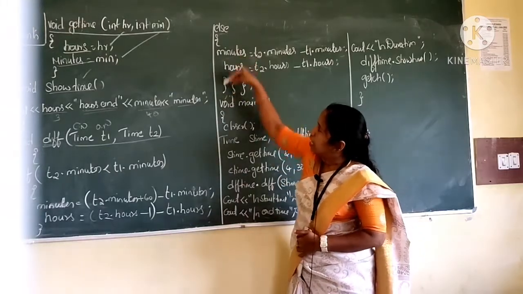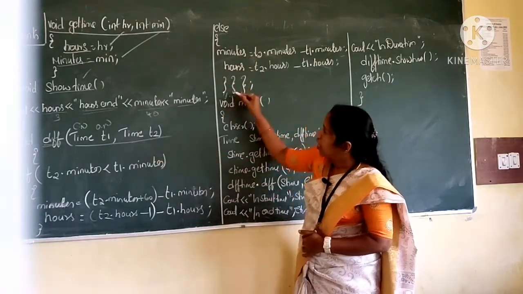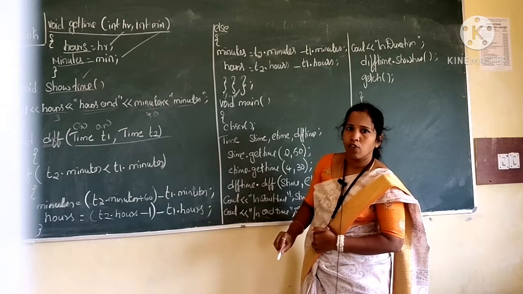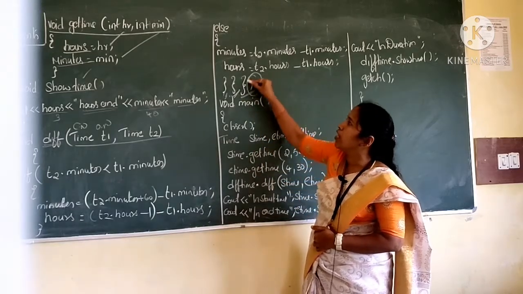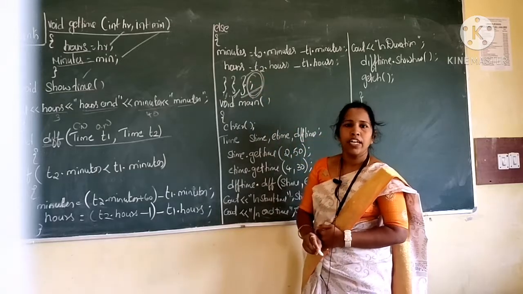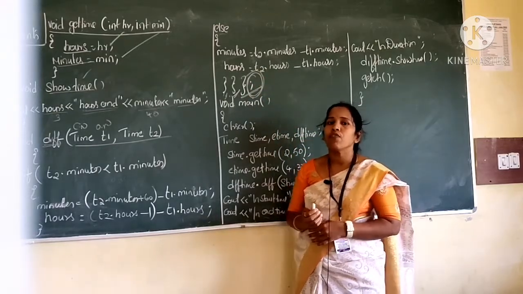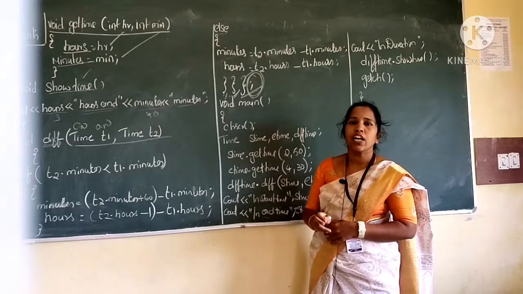See here, this else part I have closed. After that, the difference member function I have closed. After that, this is what here? Class. Class is terminated with what here? Semicolon, right? Now our execution will start from where? Void main. Execution will start from void main.